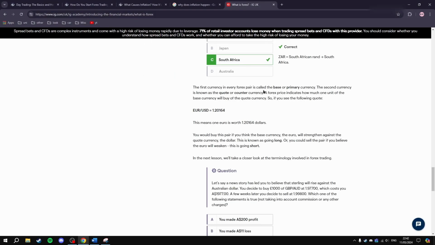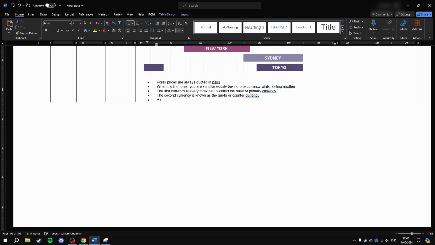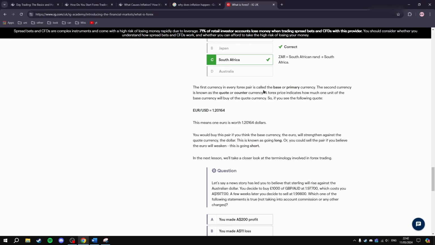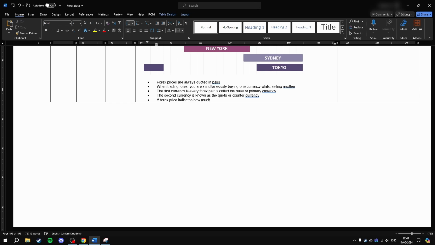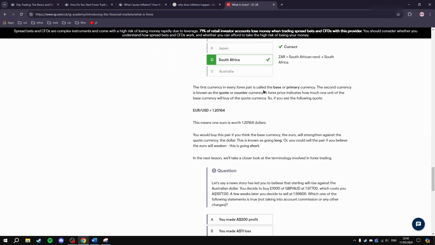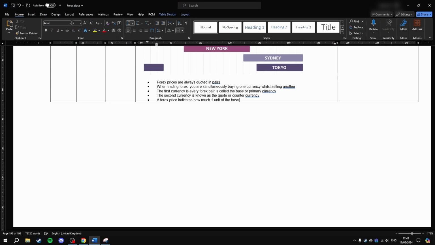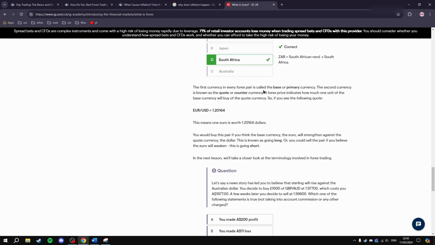So, a Forex price indicates how much one unit of the base currency will buy of the quote currency. So if you see the following quote, EUR/USD equals 1.20164, this means €1 is worth $1.20164.